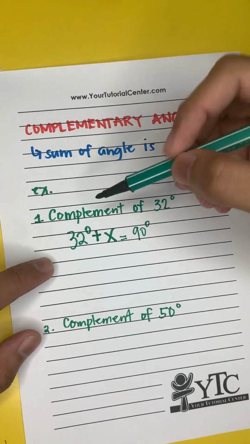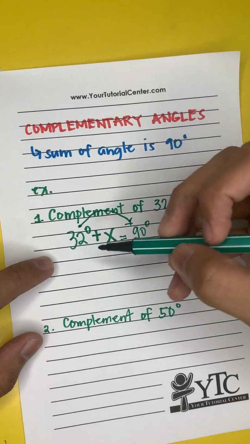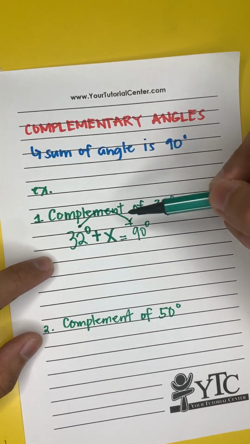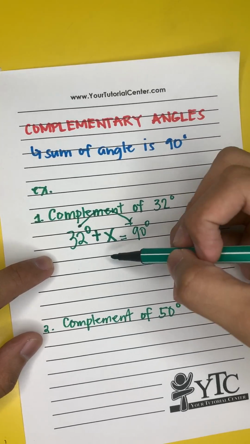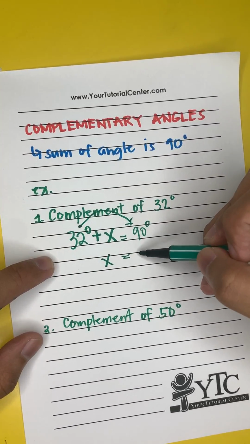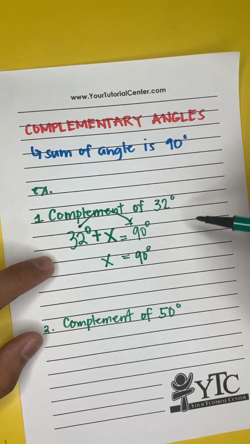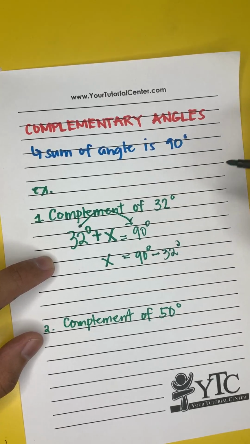Therefore, the 32 degrees will be transposed to the other side, and the sign will be changed from positive to negative. So let's copy the x and the 90 degrees, and the 32 degrees, from positive, will transpose to the other side and will be negative 32 degrees.